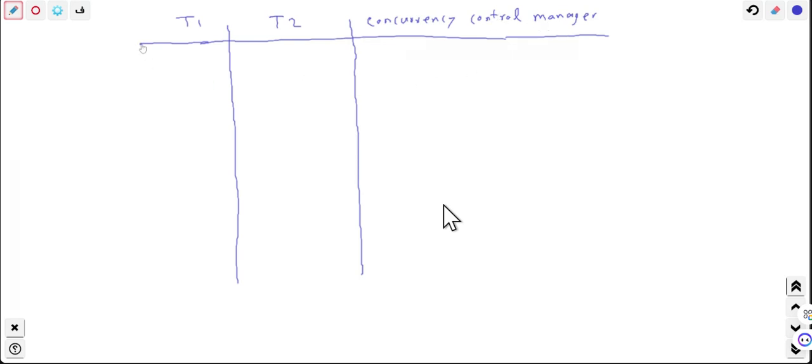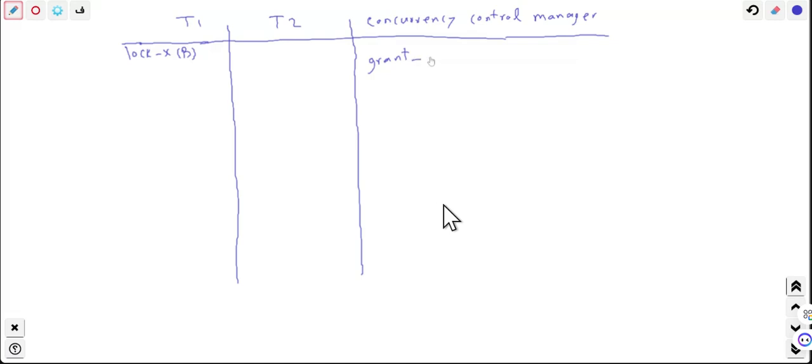First, suppose the first operation of T1 is a request for lock X on B. This request is sent to the concurrency control manager. The concurrency control manager checks the request. Because at the moment no other transaction has a lock on B, there is no problem, and the manager can grant this request.